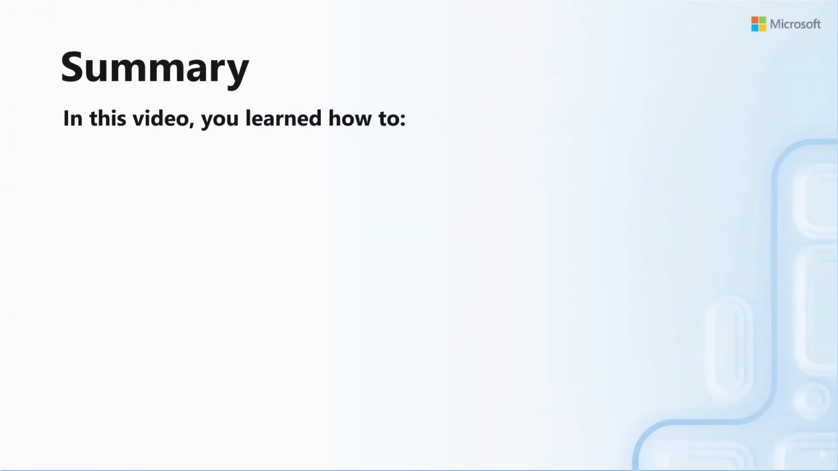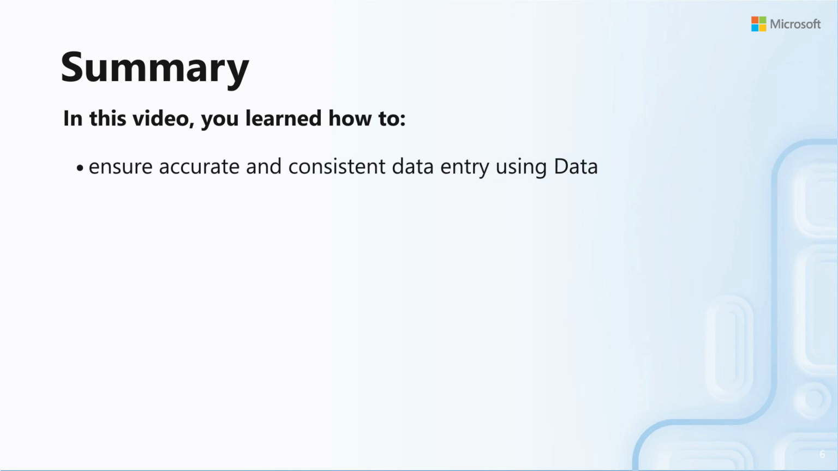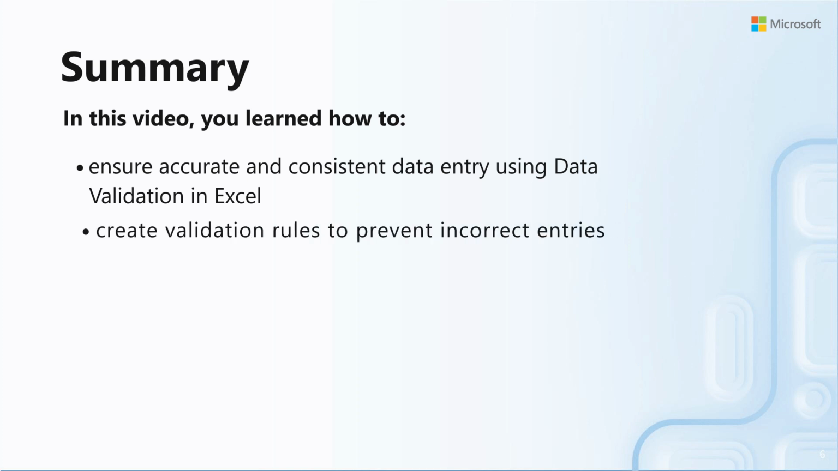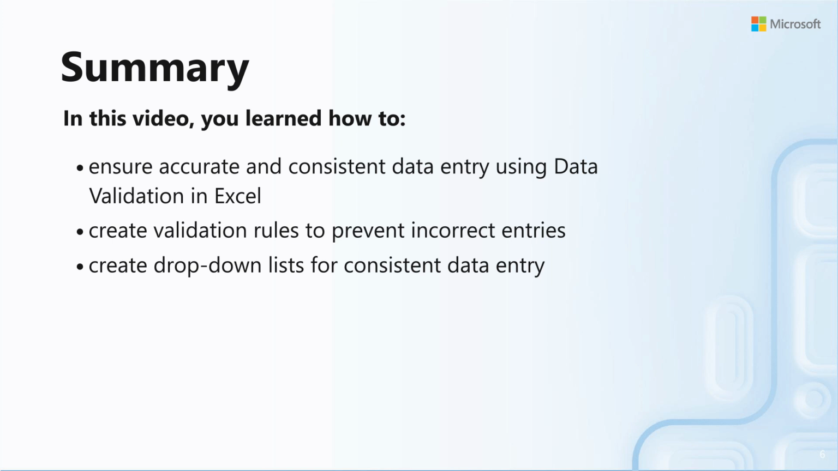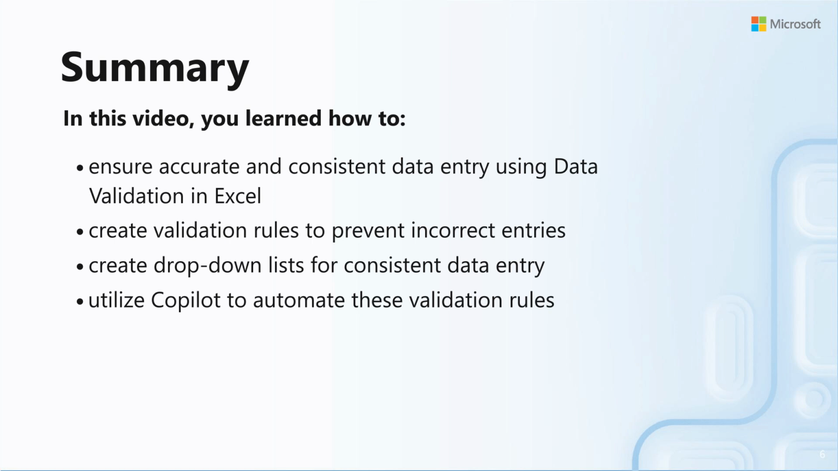In this video, we focused on the importance of using data validation in Excel to ensure accurate and consistent data entry, particularly in environments like inventory management, where errors can have significant consequences. We explored how to create validation rules to prevent incorrect entries, such as setting realistic stock level limits and creating drop-down lists for consistent data entry. And we discussed how Excel Copilot can assist by providing step-by-step instructions for automating these rules, making the process more efficient.